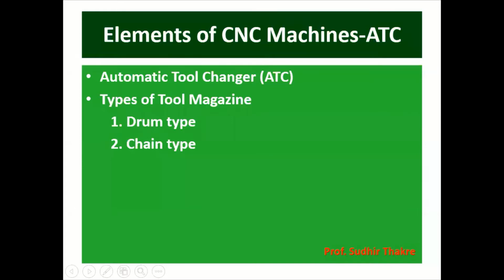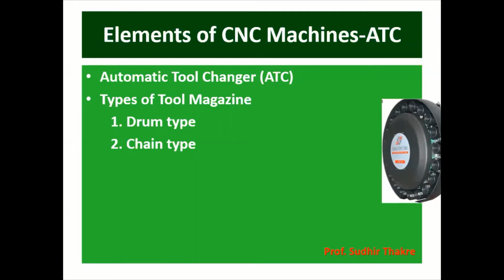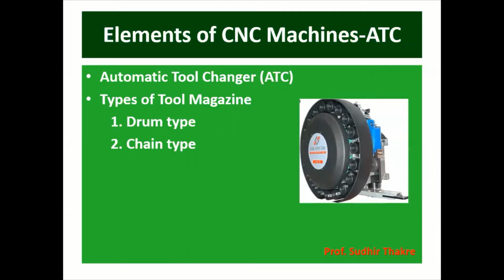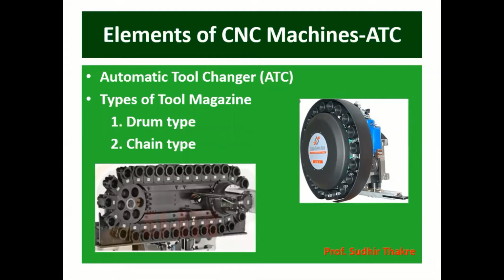Hello friends, today we are going to see the elements of CNC machine. In that we'll cover the automatic tool changer. In the previous lecture we covered the slideway, but today we will cover the automatic tool changer, which is also called an ATC. Then the types of tool magazine. There are two types: one is the drum type and the other one is the chain type.